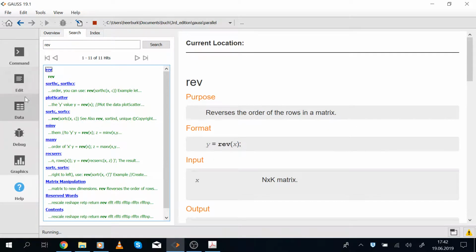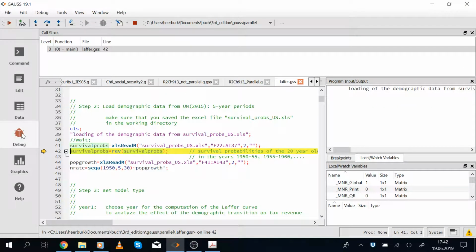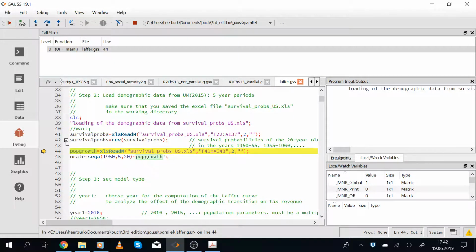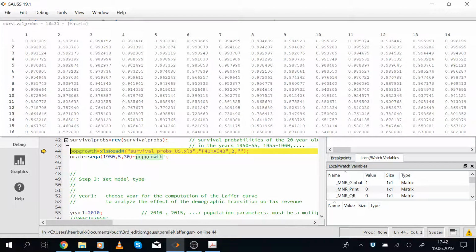Now go back to our debugging mode by pressing Control 4 or switch to debug here. So let us take a look at our survival probabilities here. You can see, for example, in the first cell 0.993, this is the survival probability of the 20-year-old in the year 1950. In the next column you find the value 0.9935. This is the survival probability of the 20-year-old in the year 1955, and so on.